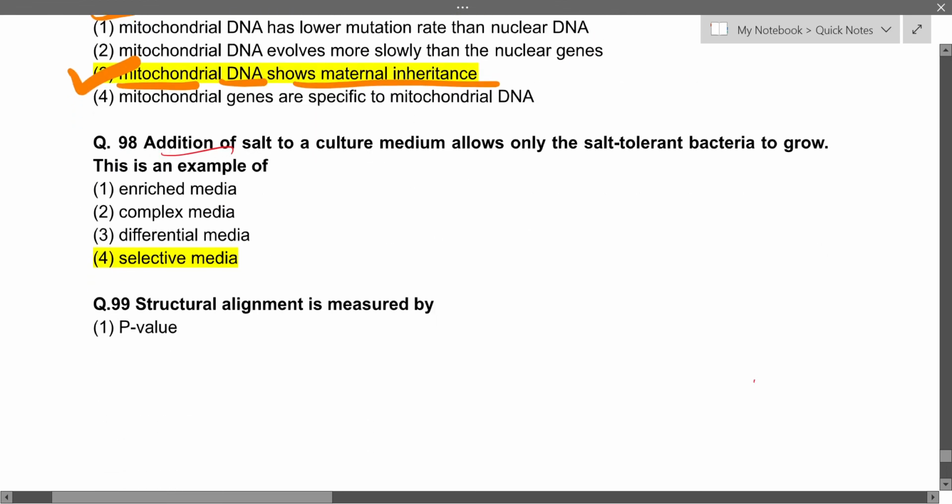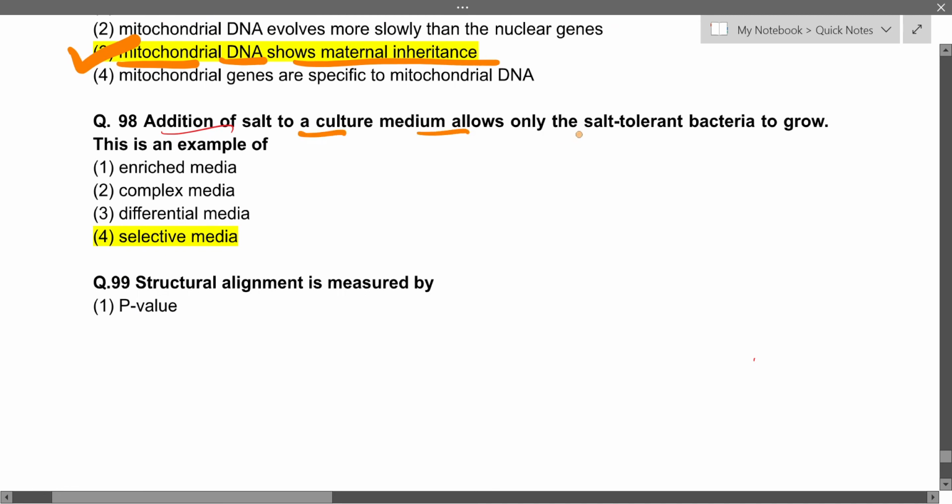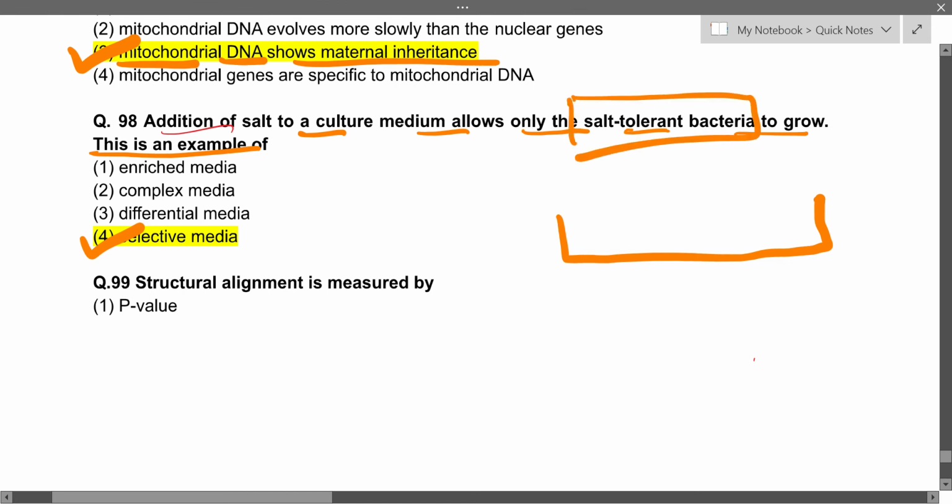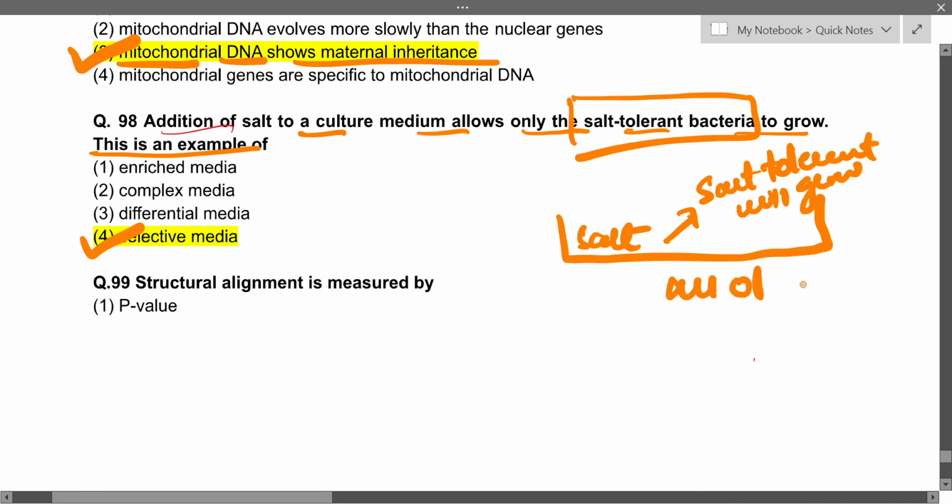Next, addition of salt to a culture medium allows only the salt-tolerant bacteria to grow. This is an example of selective media. So what is selective media? Suppose I want to grow only the salt-tolerant bacteria. In the selective media, I will add salt. It will allow only salt-tolerant bacteria to grow. All others will die. So it is only allowing the growth of salt-tolerant bacteria. So it is a selective media.